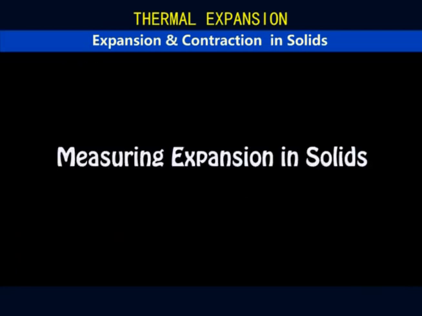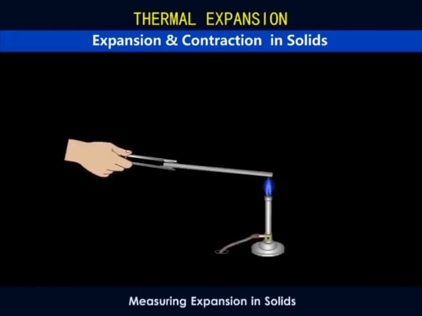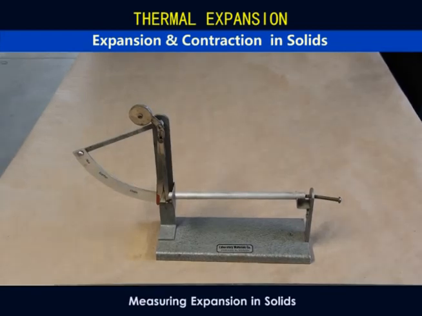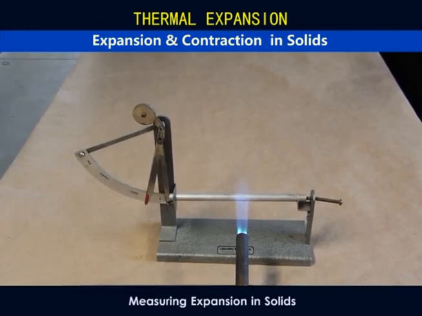Next, measuring expansion in solids. Now, the amount of expansion in solids is usually so small that we need a setup that can magnify this expansion. In this setup, a small expansion of the metal bar is magnified using a long pivoted pointer. So we heat the aluminum rod and obviously we expect it to expand. And as you can see, a very small expansion is indicated by a huge jump by the pointer on the scale.